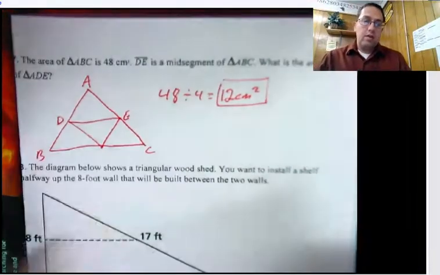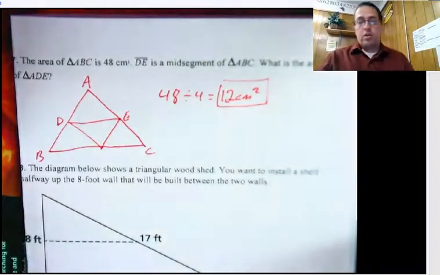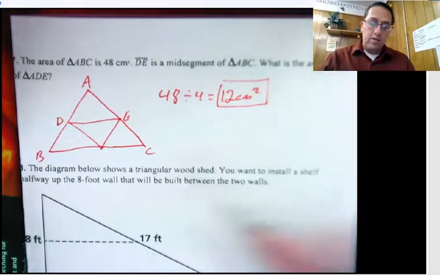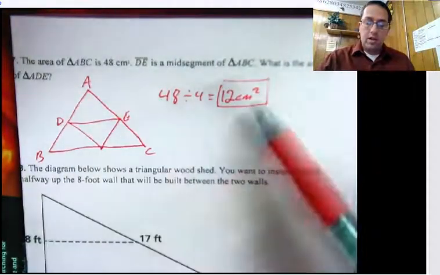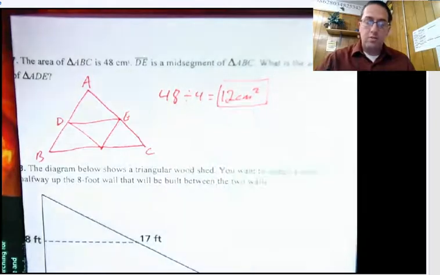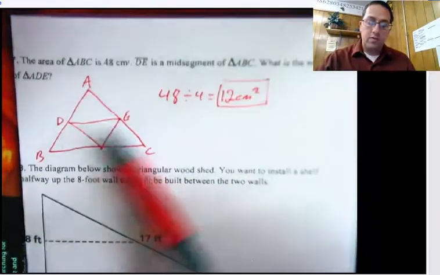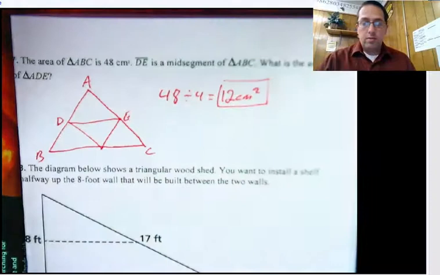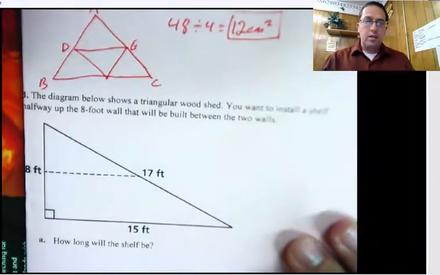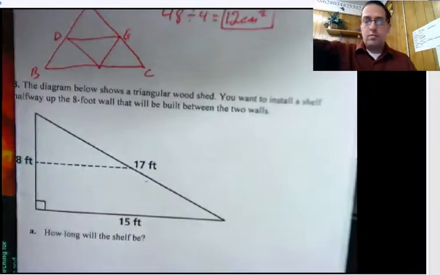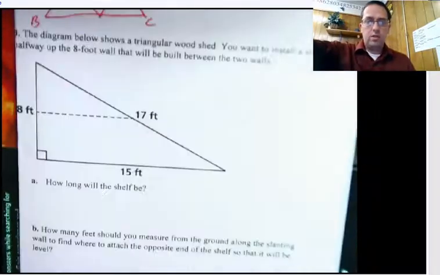And so I don't need to know what the measurements are on any of these. All I need to know is, hey, this is a midsegment, so it cuts all of this in half, and so my area is going to be 1/4 because I have these four congruent triangles there. All right. So that's nice and nifty. Let's take a look at number 8. Last one, a little bit longer. Well, not much. 2 steps.